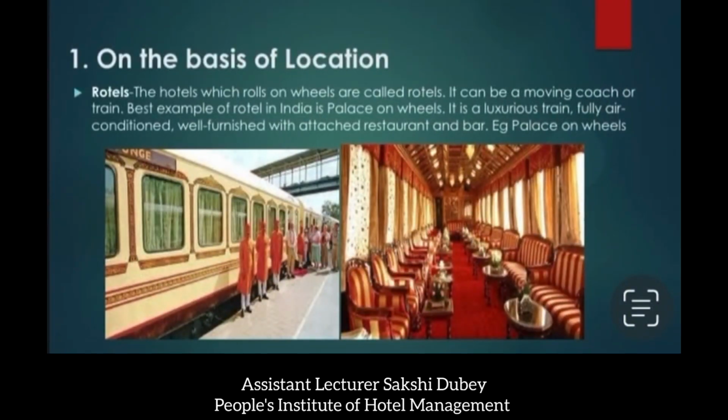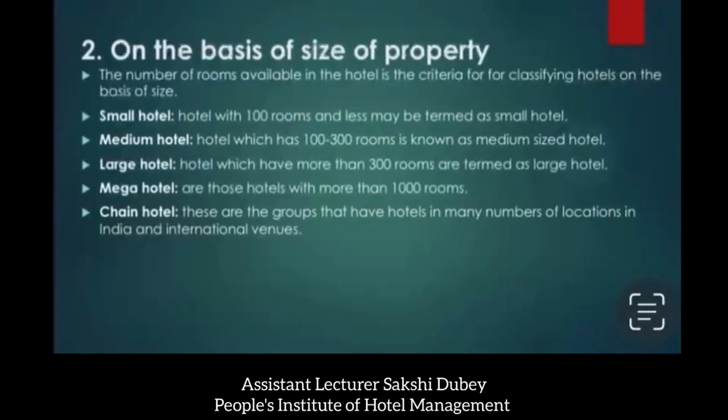Then there are rotels. Now what are rotels? Nowadays a new trend is there that a train can be converted for accommodation. It can be a royal one nowadays. So the hotels which roll on wheels are called rotels. It can be a luxurious train. We can also consider vanity vans. So these can be considered under rotels.